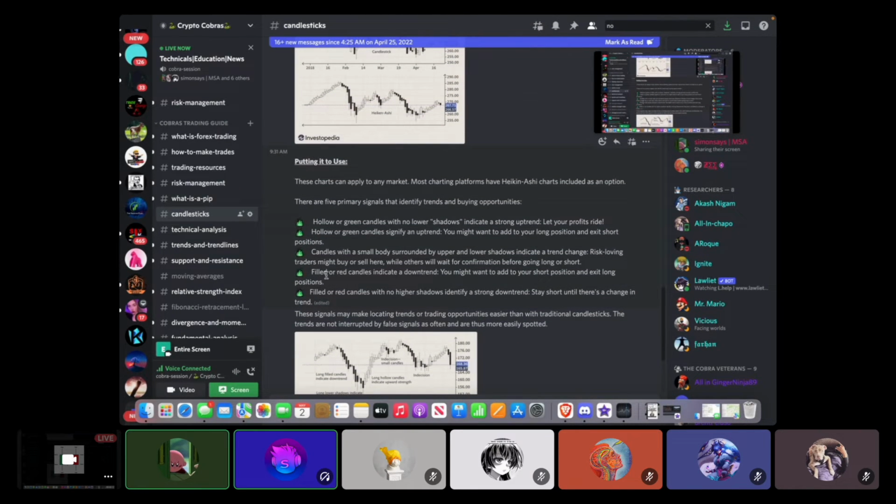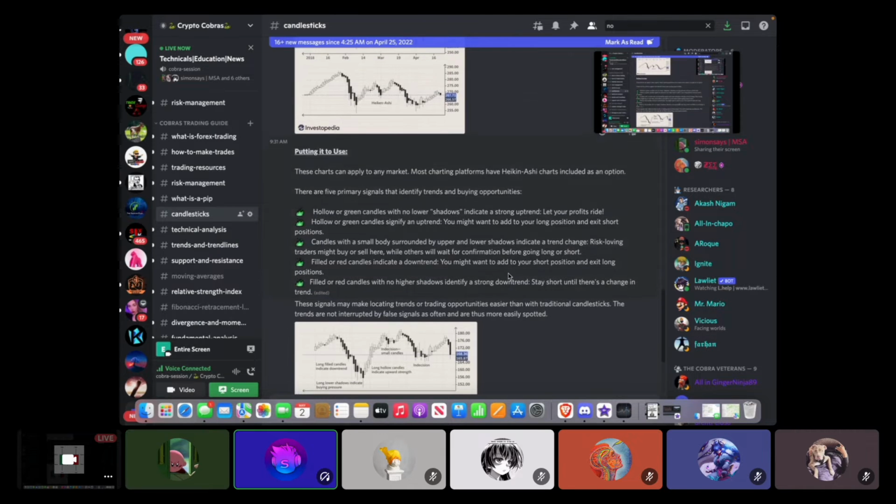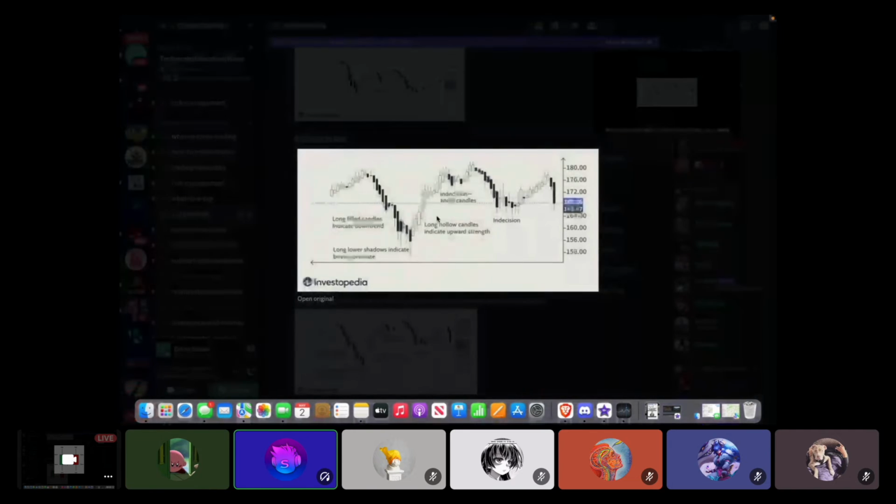Filled or red candles, right? The black ones indicate downtrend. You might want to add to your short position and exit longs. Filled or red candles with no higher shadows identify a strong downtrend. Stay in short until there's a change in the trend. So these downside candles with no upside wicks are the ones you want to stay in and let the trend push you into profits.